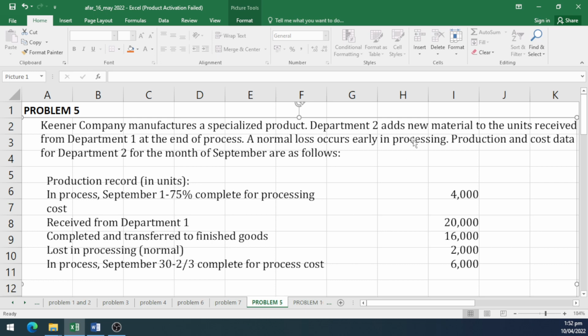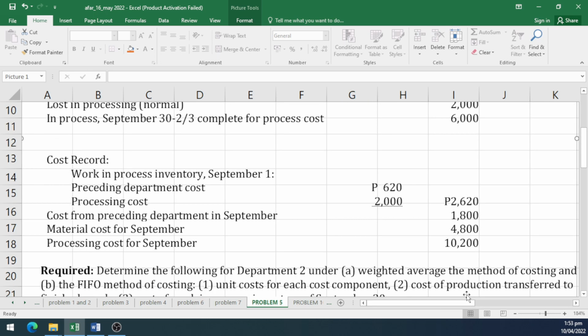The materials are added at the end of the process. So look at this class. Ano? Department number 2 adds new material to units received from Department 1 at the end of the process. So you must determine kung kailan ina-add yung materials para alam ninyo kung ano ang EUP na i-compute ninyo. Okay? And ito po yung cost record.